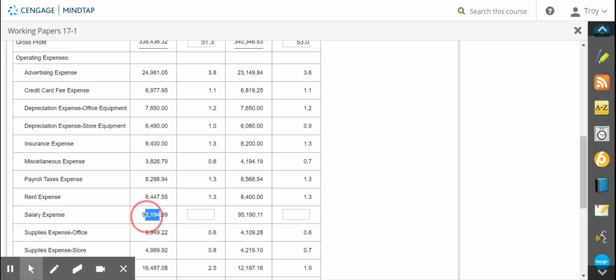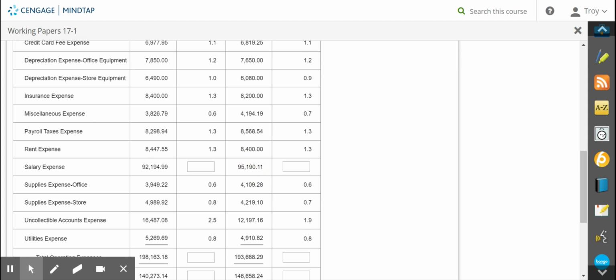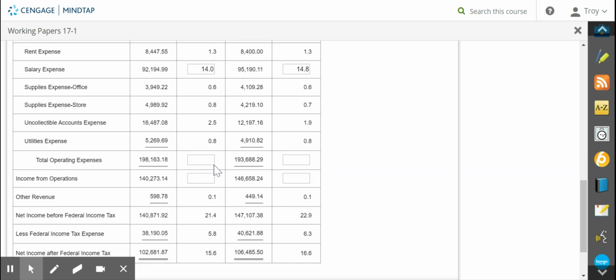So the 9, that number divided by the 659. And then again over here, this number divided by this number. So then when we do that, we're going to get 14% there, and we're going to get 14.8% from last year. So it's lower. So that's good news for us. Yippee skippy.